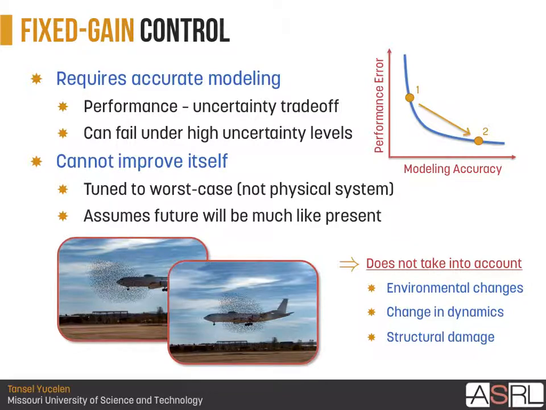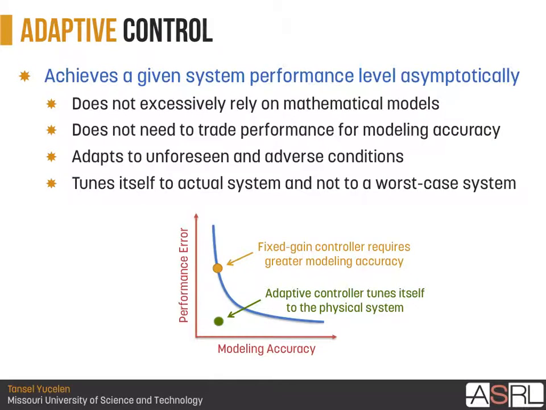We talk about fixed gain, robust controllers. Basically, if you consider this figure, if you would like to minimize a performance error, you need to know the model more. There is a direct performance uncertainty trade-off, and it can fail if you have high levels of system uncertainty. They are tuned to the worst case that you think you know of the physical system, ignoring environmental changes, changing dynamics and structural damage. Whereas with adaptive control, you can achieve better performance without knowing the model, because the adaptive controller tunes itself with respect to the physical system, and it does not excessively rely on mathematical models, and it adapts to unforeseen and adverse conditions.